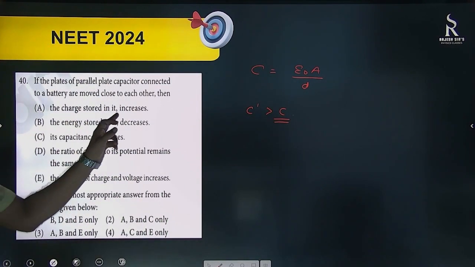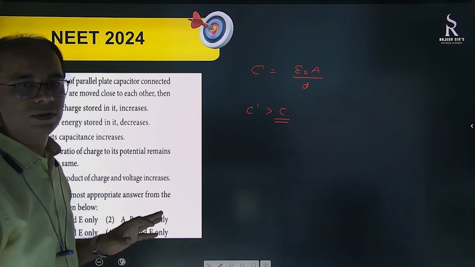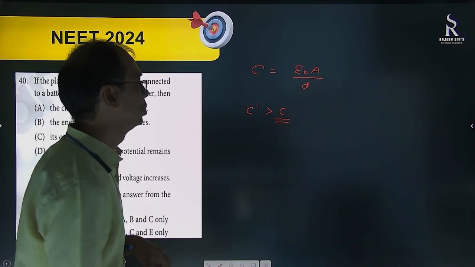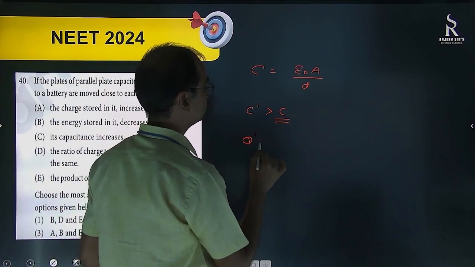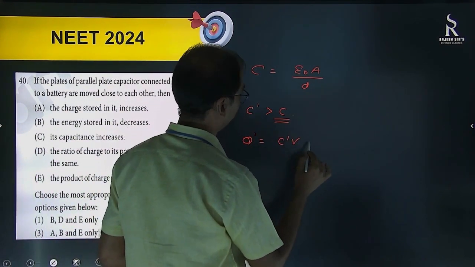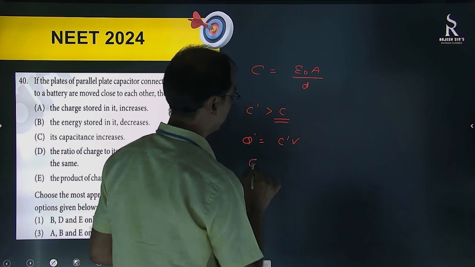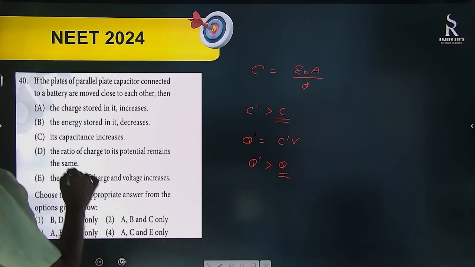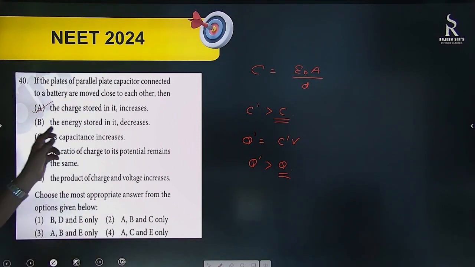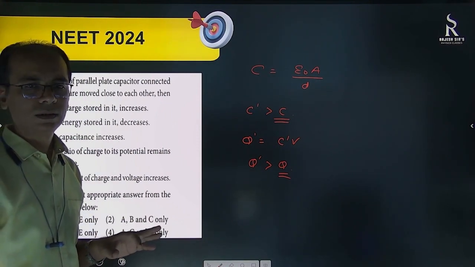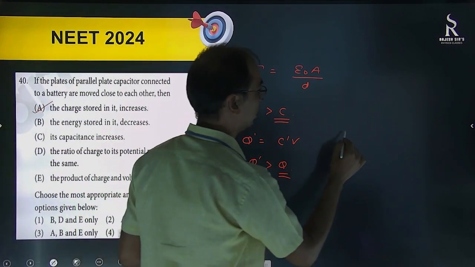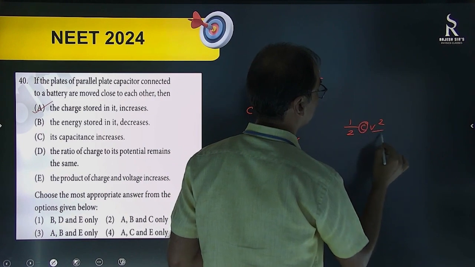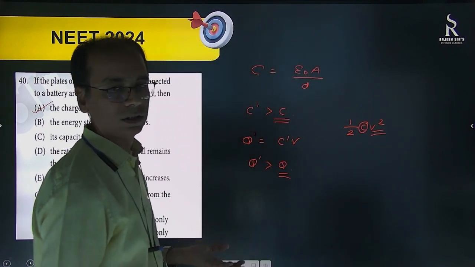The charge stored in it increases. Now it is connected with the battery, so potential difference is constant. So the new charge will become C dash V, which is obviously more than Q. So Q dash is more than Q. So Q is increased. Yes, charge is increased. That means this is correct. The energy stored in it decreases. Energy is half CV square, right? So if C is increasing and V is the same, that means energy should increase.